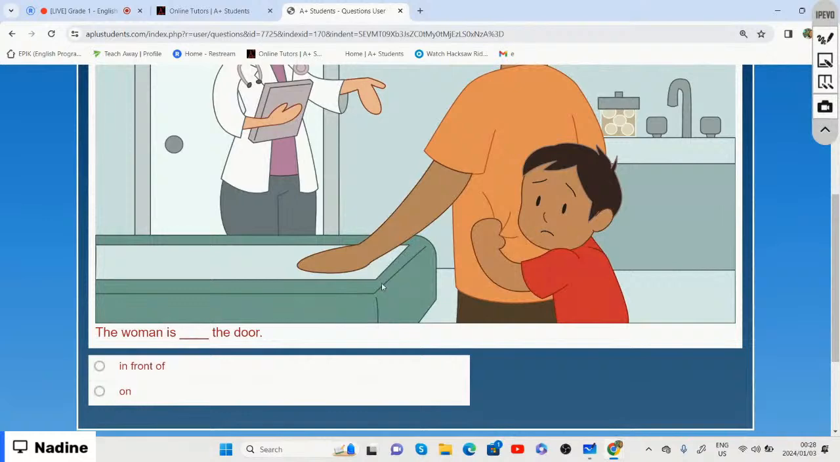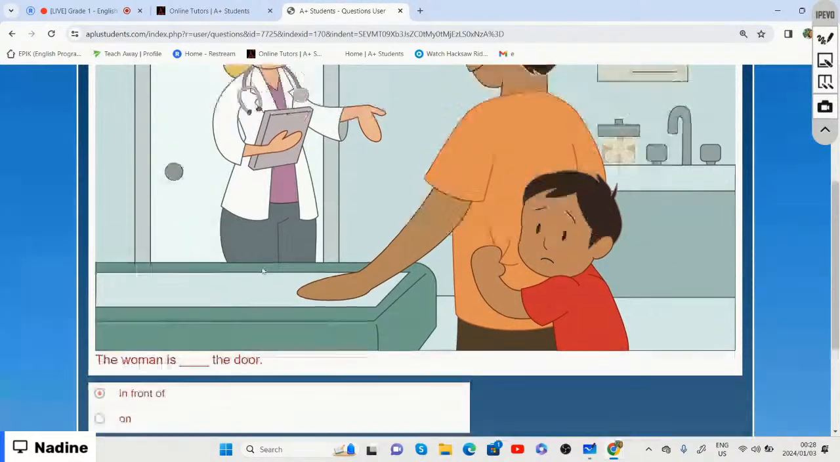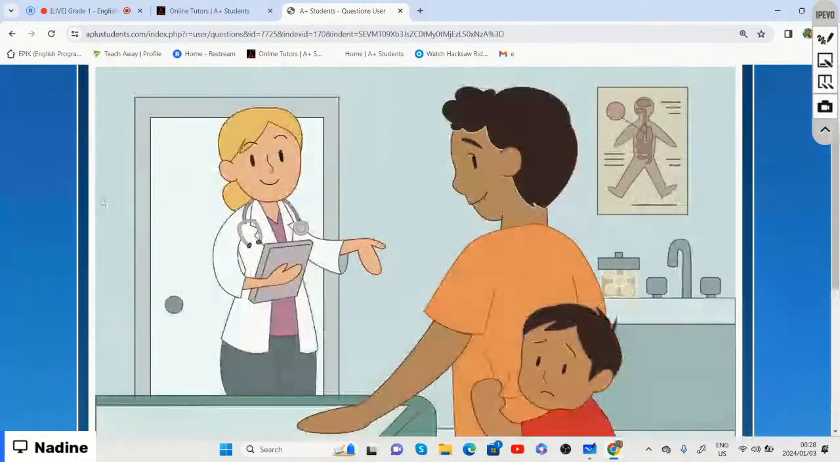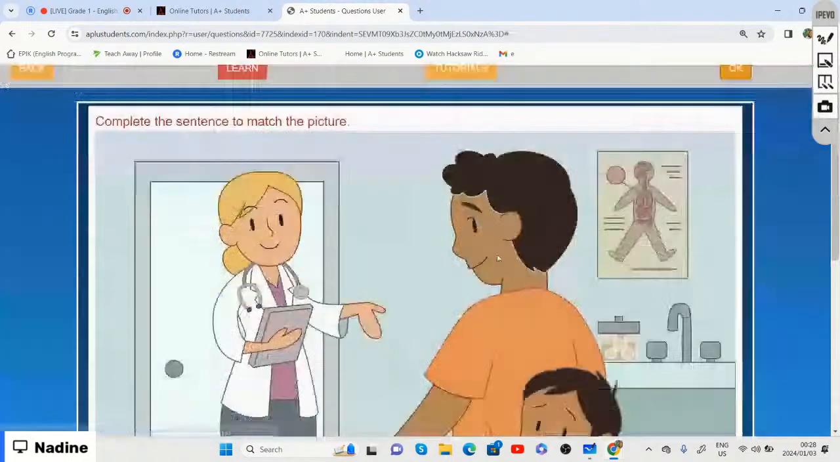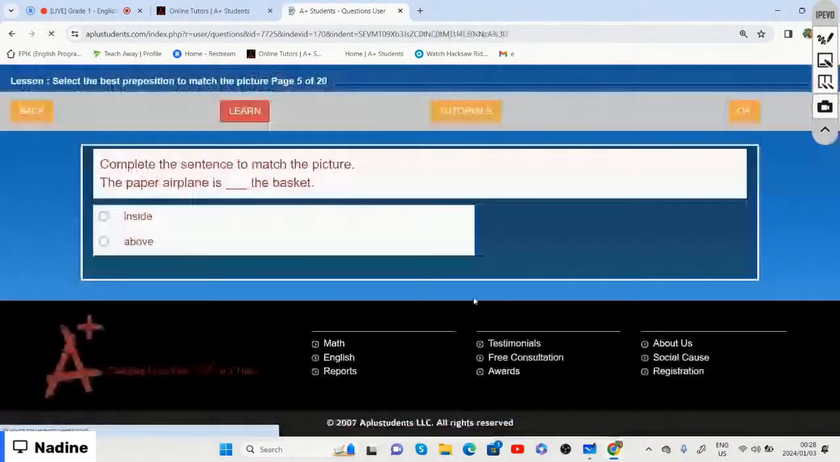All right, so we can say the woman is standing in front of the door, right? So she's in front of the door, not on the door, right? So in front of, and in front of is correct.